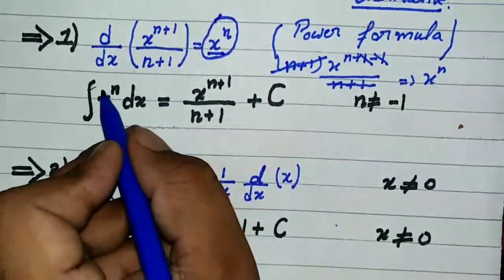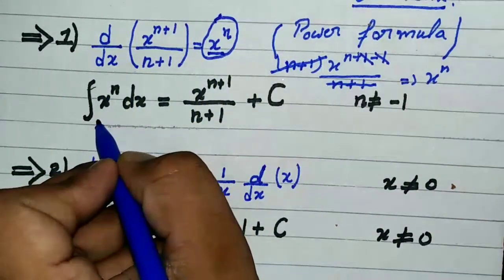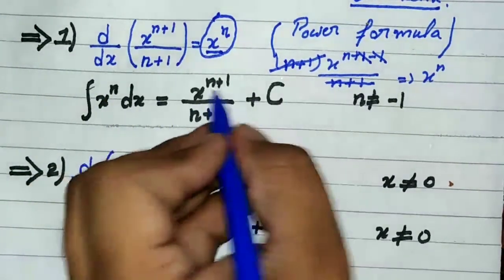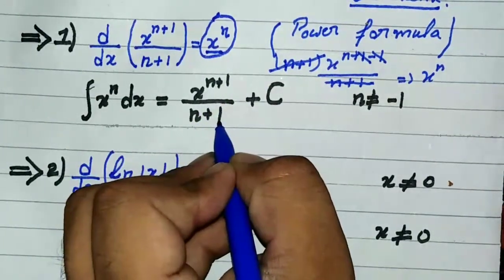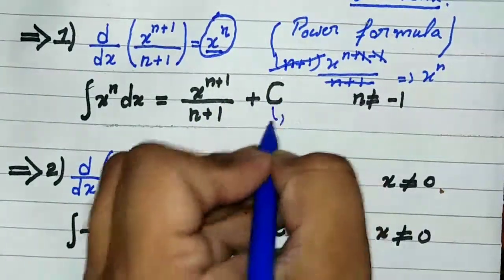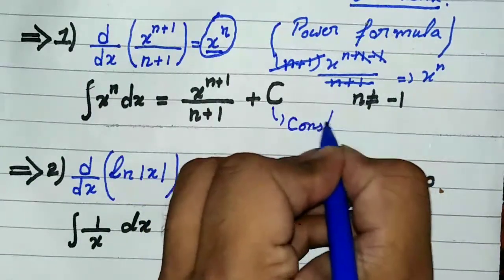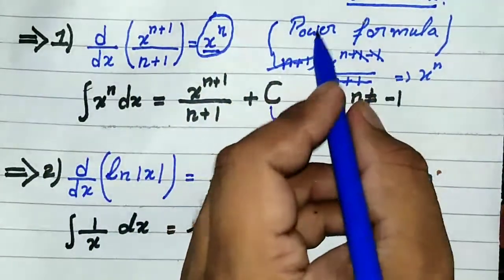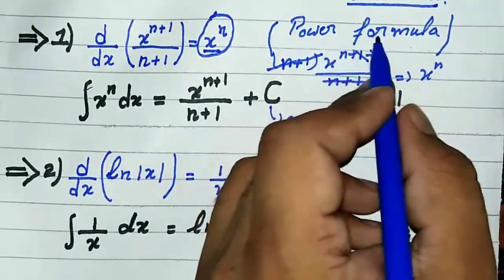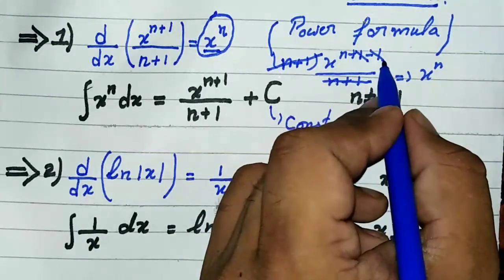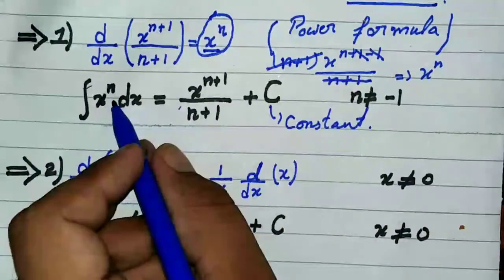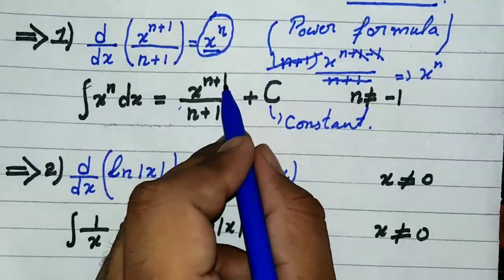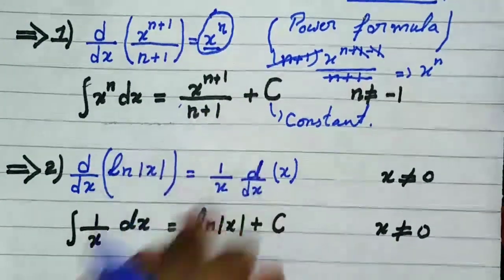So here is the integral. This symbol is used for integration. So integral of x raised to power n dx is equal to x raised to power n plus 1 divided by n plus 1 plus some constant, c is some constant. In differentiation, in the power formula we subtract 1, but in the integral, which is the reverse process of differentiation, we add 1 and divide by the new power.